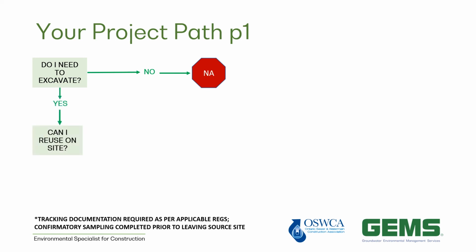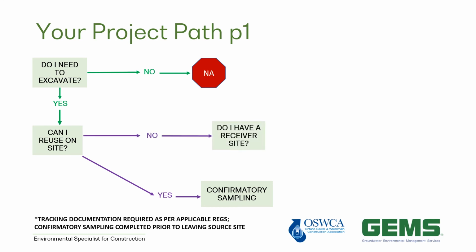If you determine that you can reuse it on site, then you're going to require some confirmatory sampling. If you cannot reuse it on site, you need to figure out where that's going to go. So once you've chosen your receiver site, then you determine if they need confirmatory sampling or not. What has already been done may be acceptable for that site. If it is not acceptable, then you need to determine what your soil quality is.